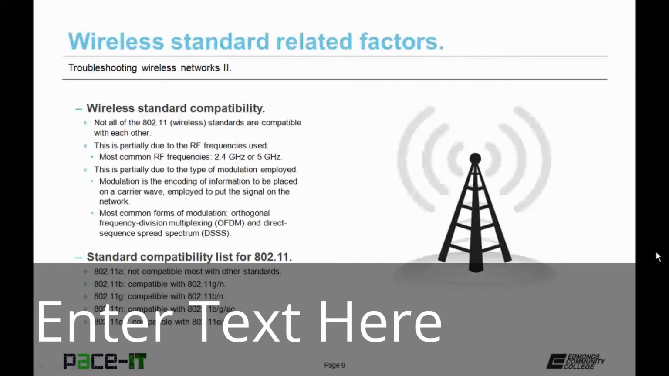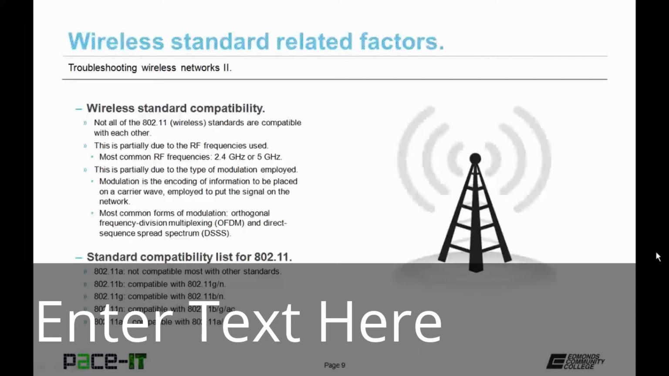Modulation is the encoding of information to be placed on a carrier wave, and it's employed to put the signal on the network. The most common forms of modulation are orthogonal frequency division multiplexing, OFDM, and direct sequence spread spectrum, DSSS. So let's look at a compatibility list for 802.11.